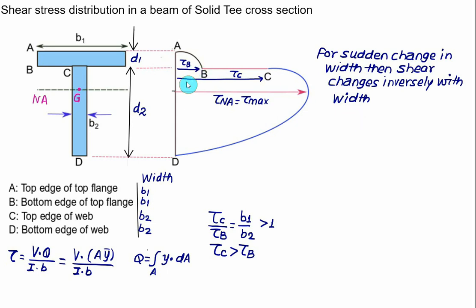Whenever we have a sudden change in the width from B1 to B, the shear stress will change. If the width decreases, then the shear stress will increase, and if the width increases, then the shear stress will decrease. So we can use this concept for the distribution of shear stress in the T section and I section.